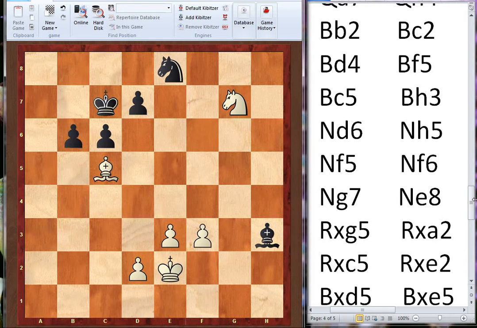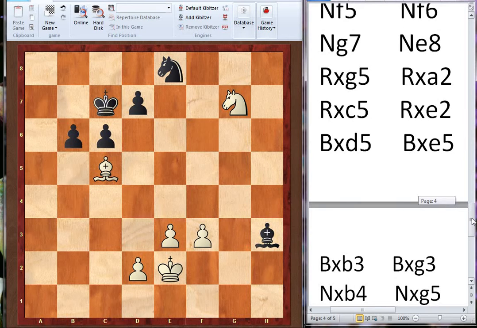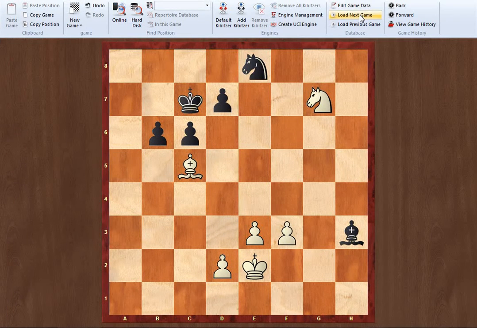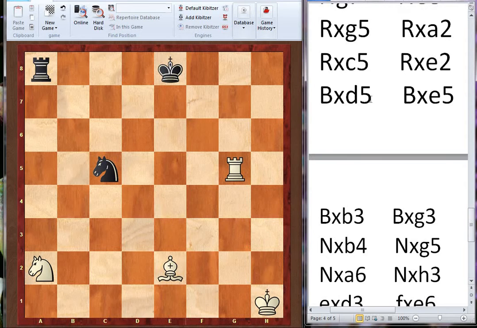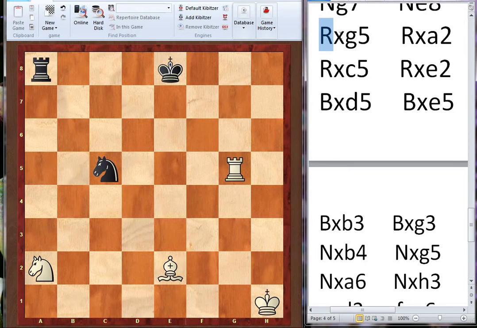Now let us go to how to write the capturing by the pieces. So here this rook goes and captures the black pawn. Normally we would write R g5, but here what we do is we write capital R then the cross. See, this cross is a symbol of a capture, so we write it, and then the square on which we captured, g5.